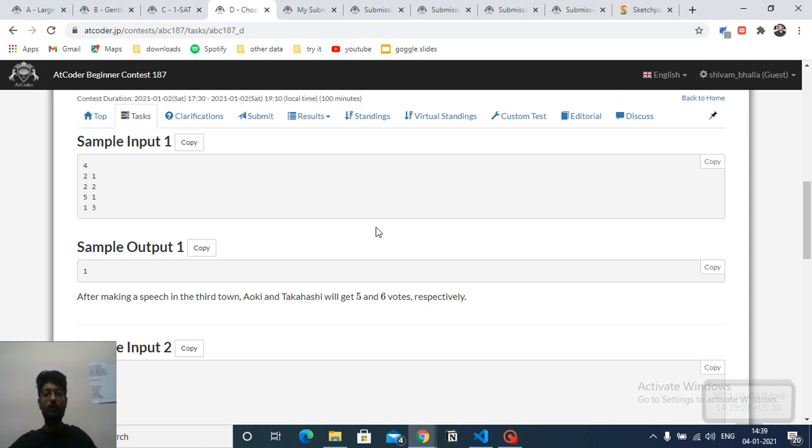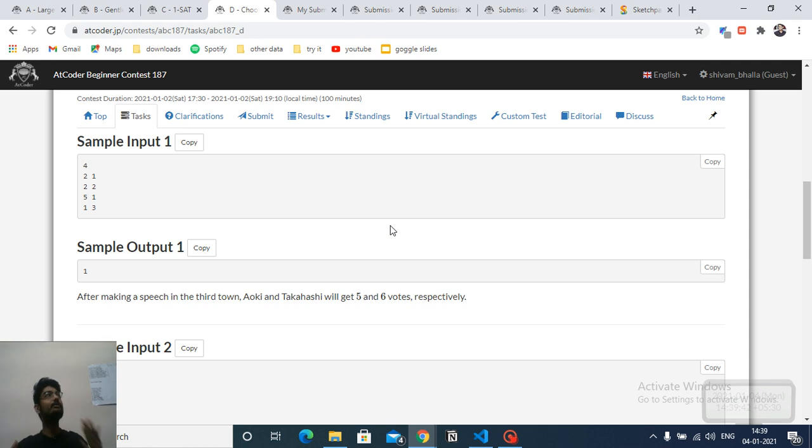Now what you can see in this problem is, the first thing which strikes my mind is that I have to do a cumulative sum, which means that Takahashi should always go to the city which has the maximum number of people, because he will convert all the people to his side, and that's better.